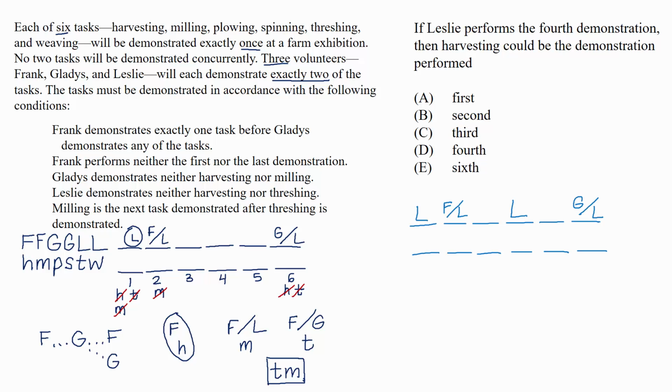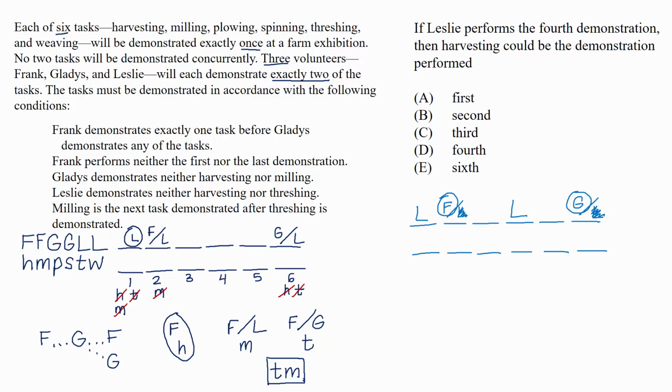So let's make deductions. If Leslie is 4th, then that means that both Leslies are now accounted for. We've got the one in 1st and now the one in 4th. That means that Frank has to be 2nd so that he's before the first Gladys. And we can also determine that Gladys has to be 6th since we already counted for both Leslies.